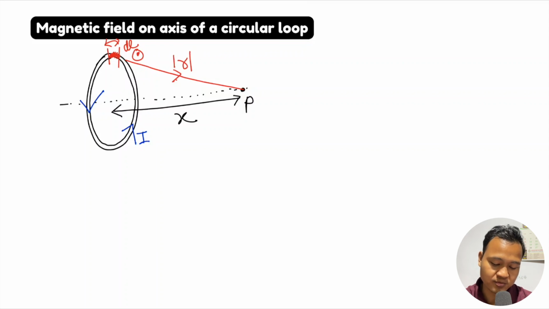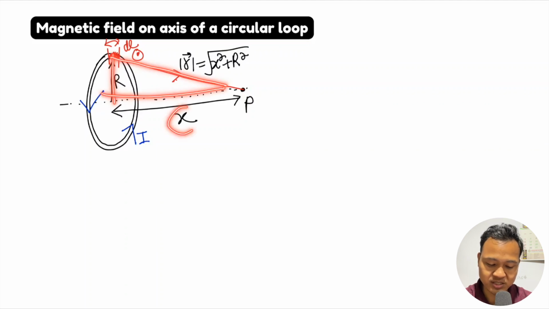Now the magnitude of r. So let's say the radius of the circular part is R. Then mod r will be what? That is the square root of x square plus R square. We get this using the Pythagoras theorem, as it forms a right angle triangle. So x square plus R square is under the root. So this is the hypotenuse. Okay.